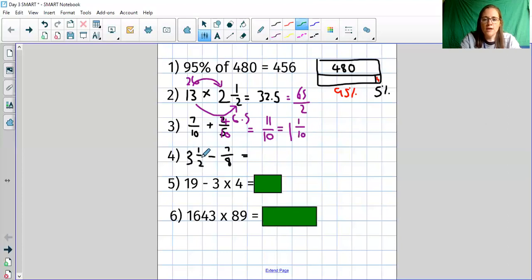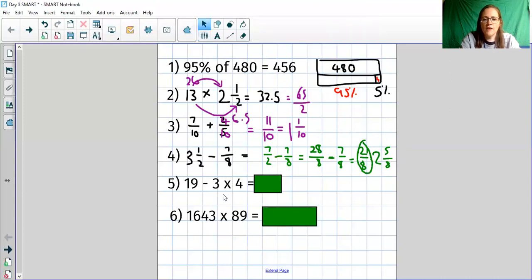Number 4, 3 1/2 is 7 halves, isn't it? So it's 7 halves, subtract 7/8. Okay, we need to give 7 halves the denominator 8. I'm going to multiply it all by 4, and I'm going to have 28/8. Subtract 7/8. Sorry, that should be a subtract there. Subtract 7/8 leaves you with 21/8. And if you wanted to change that into a mixed number, it would be 2 5/8. Remember, you don't have to do that part. This part here is the correct answer.